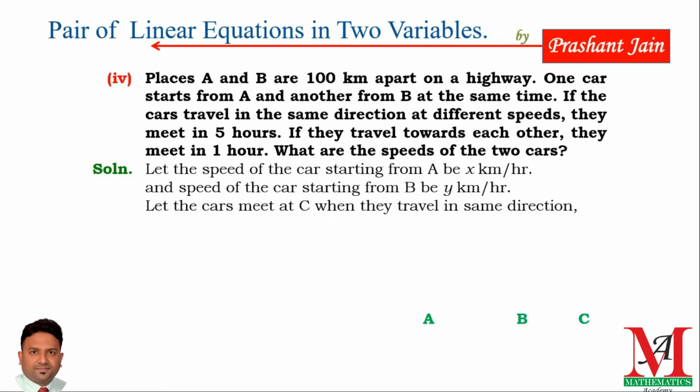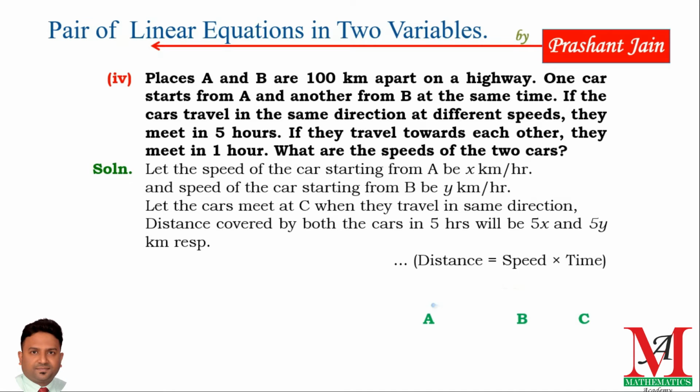Both cars, after traveling, meet at the point C. It means you will see three points, A, B and C, on your screen. A is the point for the first car, B is the point for the second car, and C is the meeting point. Now we need to find the distance covered by both cars in 5 hours. The time is given to us, that is 5 hours. Both cars are moving in the same direction for 5 hours. We know that the formula for distance is speed into time. As we have let the speed be x and the time 5 hours, the distance traveled by car A is 5x kilometer.